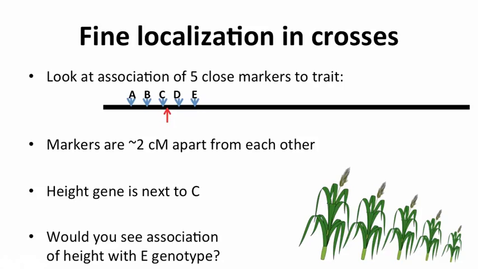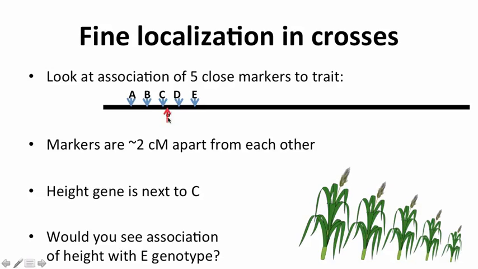So let's dive in. Let's say you're looking at 5 markers close to the trait. These markers are about 2 centimorgans apart from each other, so the alleles of these markers recombine from each other at an average rate of about 2%. Now let's say we put on our divine glasses, where we can see what the actual answer is. With our divine glasses, we see that the height gene is next to C. As scientists we don't typically know that, but for this example, let's say that we do.